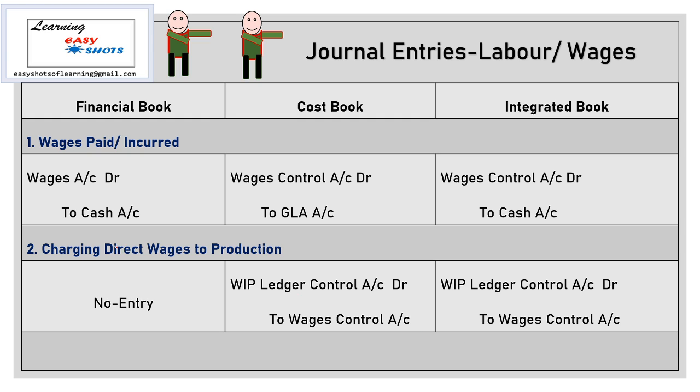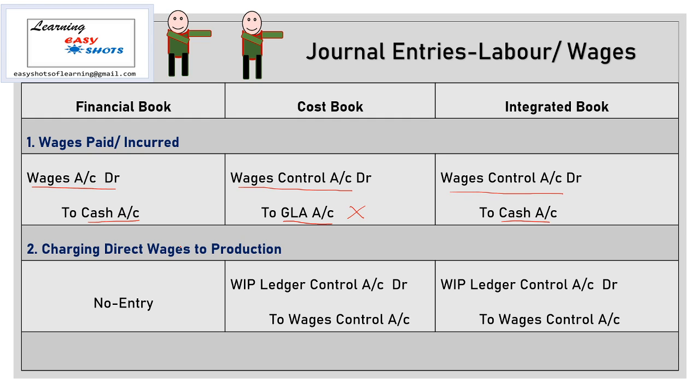Now when we pay wages or salary, they are expenses and all expenses are debited. So our entry in financial book is wages account debit to cash account, and in cost books in place of wages we use wages control account, and cash is an asset, so in place of cash we use general ledger adjustment account. And again general ledger adjustment account is not considered in integrated books, so here for the payment of wages our entry in integrated books is wages control account debit to cash account.